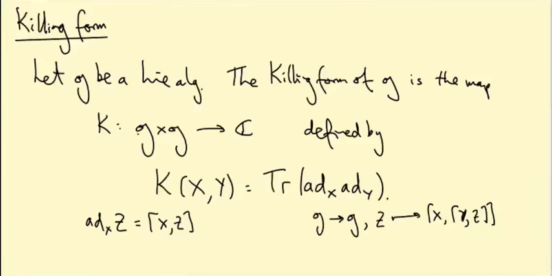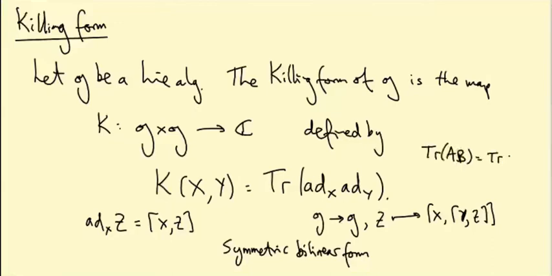What kind of a mathematical object is the Killing form k? Well, it's what's called a symmetric bilinear form. It's symmetric, which means if I switch x and y, I get the same answer. Well, that's true because if I switch these two matrices, I don't change the trace, because trace of AB equals trace of BA, just for any two matrices.